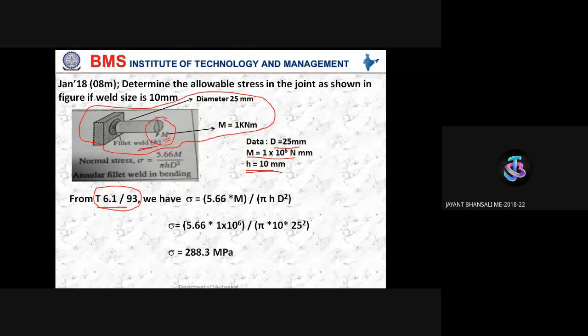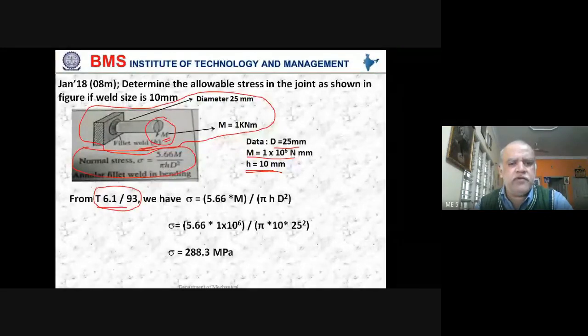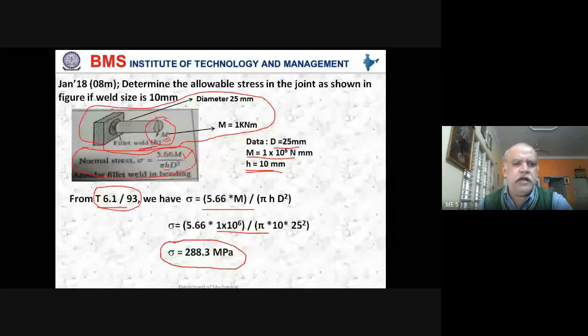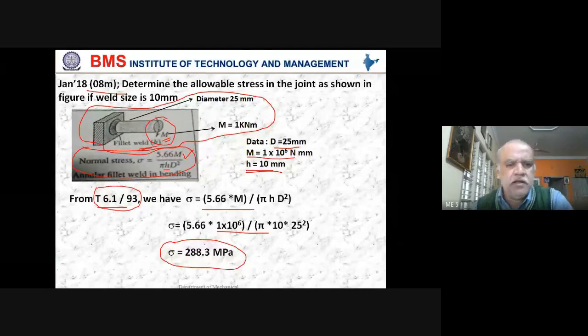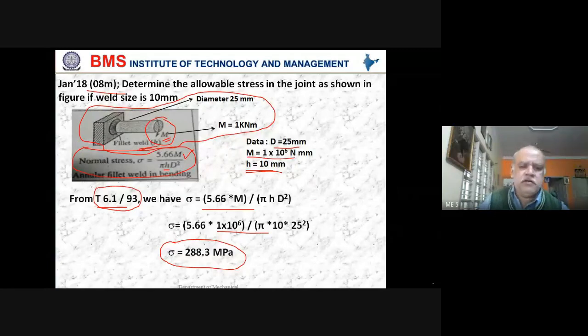Fine. So there you are given the normal stress equal to 5.66 times moment divided by pi h into d square, where d is the diameter of the shaft, h is the weld size, and M is the moment that it is subjected to. So substitute the values in the equation and get the value of sigma. That's all you need to do for 8 marks. The only challenge is, out of so many sketches over there, you need to identify the correct sketch. Then things are all quite simple. Just get me this value. If you have got this value, let me know. We'll go to the next problem.